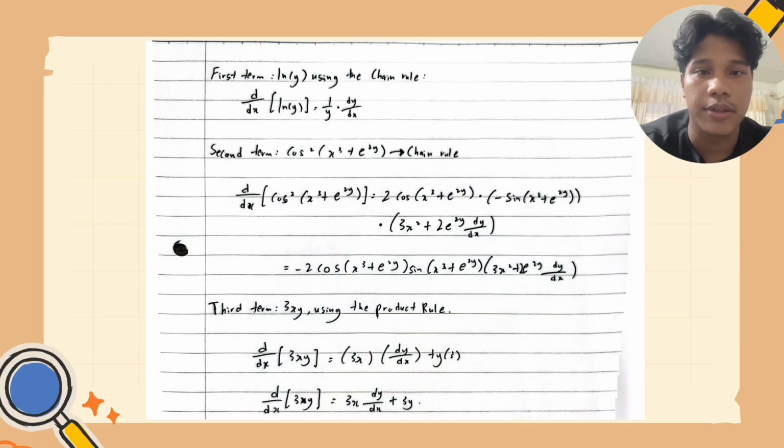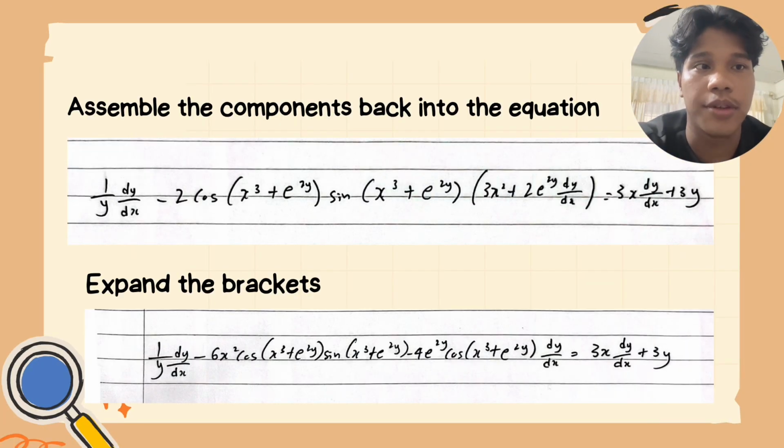The first term, which is ln y, and the second term, which is cos squared(s cubed plus e to the power of y), and the third term, which is the right hand side, is 3sy. For the first term and the second term, we need to use the chain rule, and for the last term, which is the third term, we need to use the product rule to differentiate it. And after that, we need to assemble the components back into the equation.